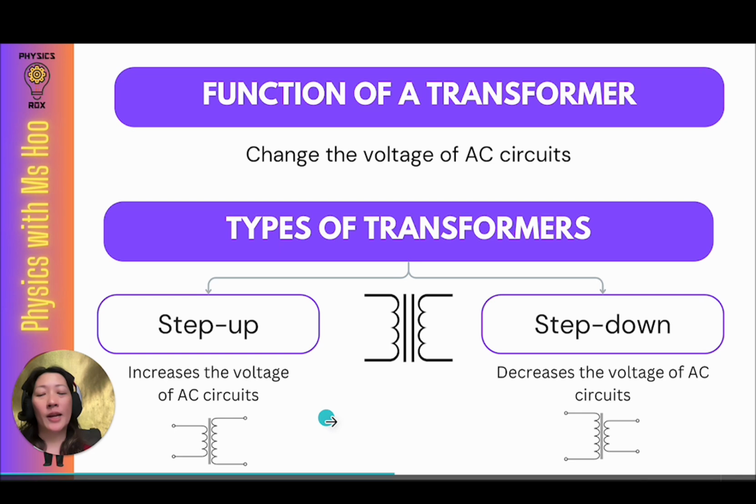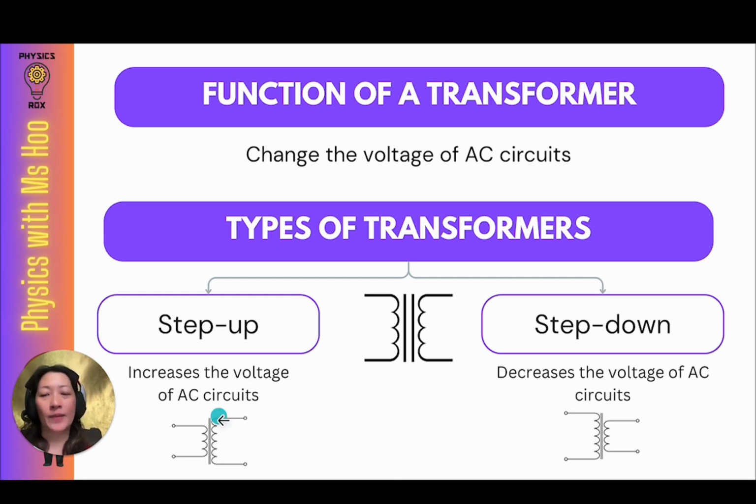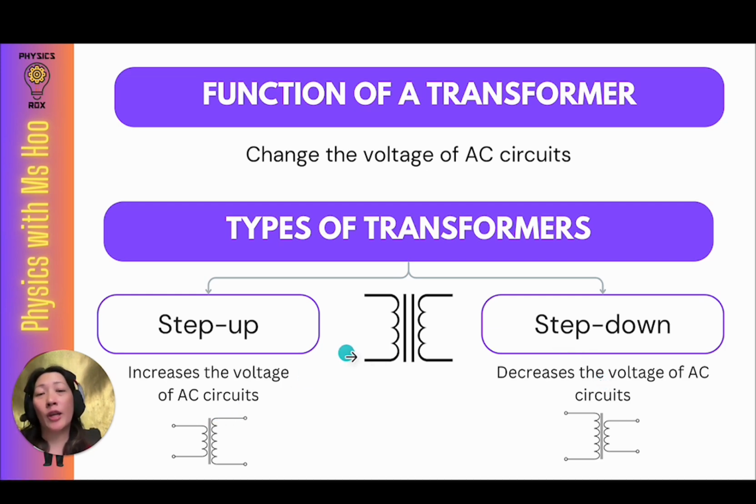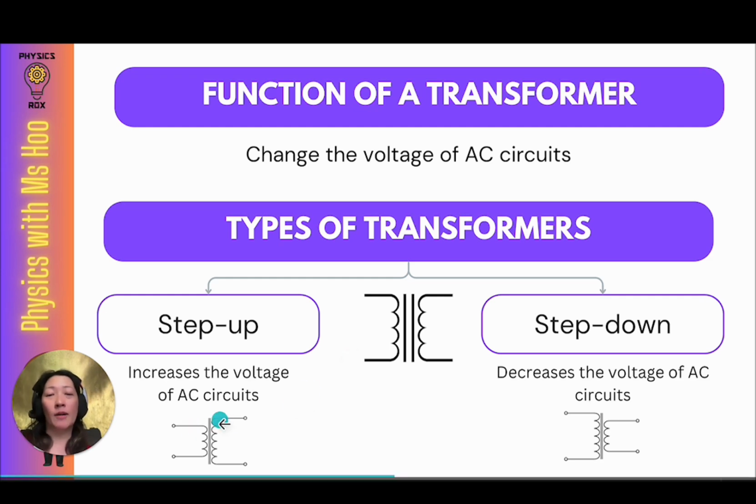By the way, just to let you know, in these kinds of symbols, the number of loops are not representative of the actual number of loops. It does not even represent the actual ratio of the transformer. This is just to show more loops or fewer loops, step up and step down. The actual number of loops or the ratio of number of loops does not depend on the symbol. It depends on what you're given in real life or in the question.